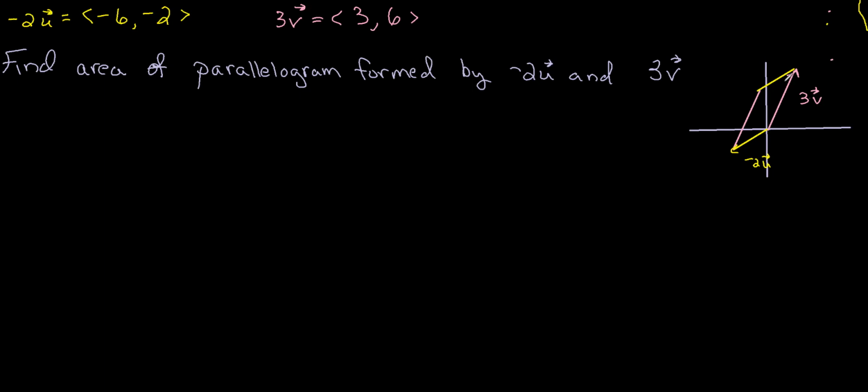And so I've drawn a little picture here. It's not to scale, it's not very perfect, but it just gives you an idea that I'm looking for the area of this parallelogram. And the way that we do that is we're going to find the magnitude of the cross product, negative 2u cross 3v, using the double bars for magnitude. Okay, so we're going to need to do a magnitude calculation at the end there. But first, let's talk about this cross product and how we're going to do that.